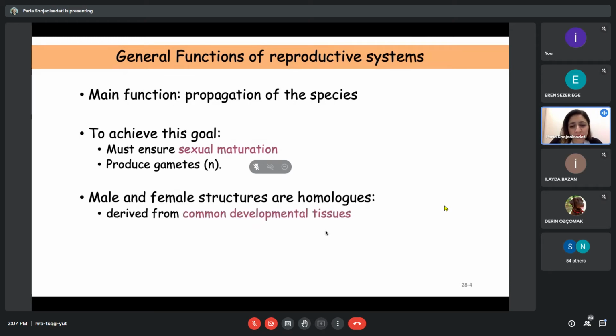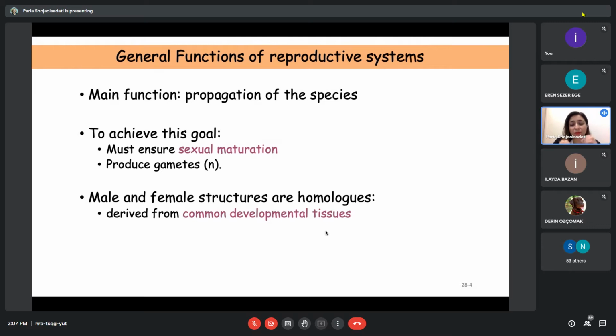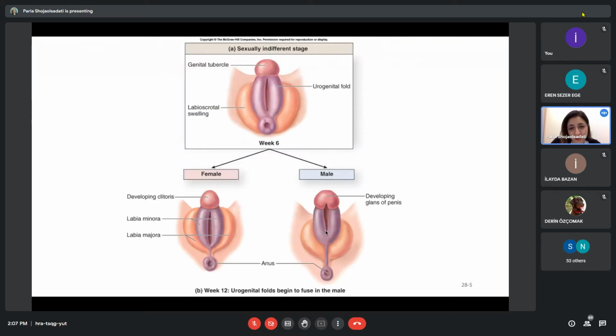Male and female structures are homologous. Homologous organs are organs that are embryologically derived from the common developmental tissue. You will hear the term homologous during this lecture, but you have to keep in mind that these organs are derived from the common developmental tissue during embryonic life. Let's take a look at these organs.